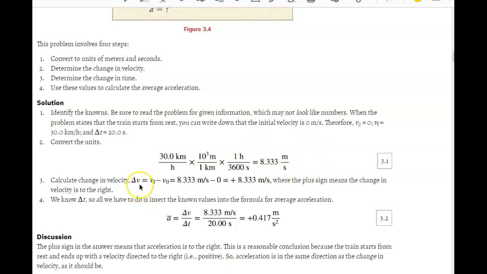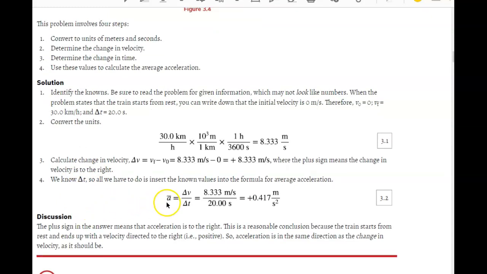So the change in velocity is going to be the 8.33 meters per second minus 0, because it was at rest. Because we know the amount of time, delta t, that's 20 seconds, you can finally solve for A. A would be the change in velocity, which is 8.33 minus 0, over the change in time, and they said it went for 20 seconds, so you put 20 seconds in there. So your acceleration is 0.417 meters per second squared.